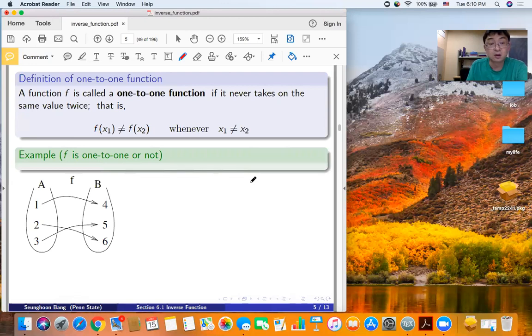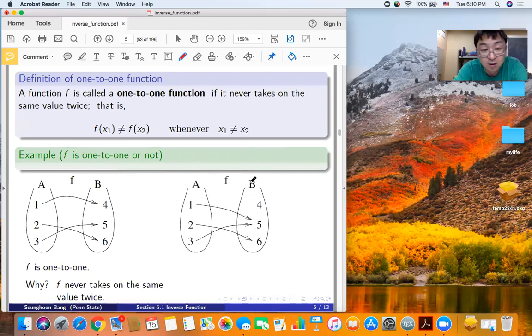I'm going to give you an example. What do you think? Is this function one-to-one or not? Most of you answered yes. You're right. This is exactly a one-to-one function because f never takes on the same value twice. So what about this one? Is this one-to-one or not?